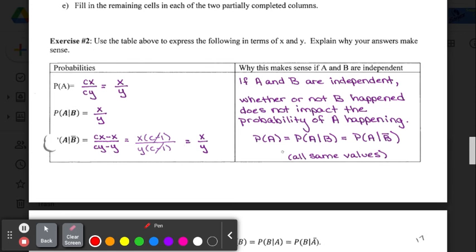If 2 events are independent, that means everything is in proportion because one event isn't directly affecting the other event. Now, what I wrote over here, if A and B are independent, it doesn't matter if B happened. It doesn't impact the probability of A. So we can do the probability of A, and it's going to be the same thing as the probability of A given B. And because it makes no difference, it's the same as the probability of A given not B. It doesn't matter. They're all the same values when you simplify them because they're all in proportion.